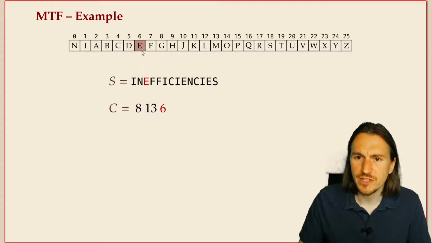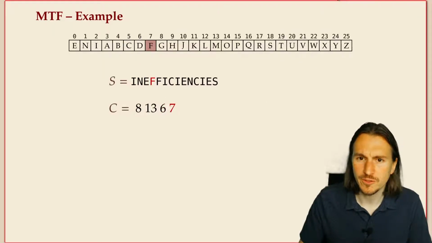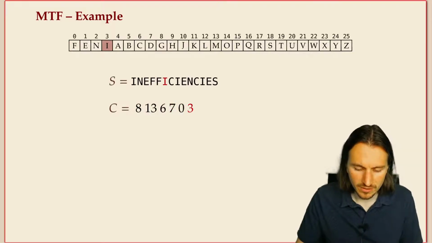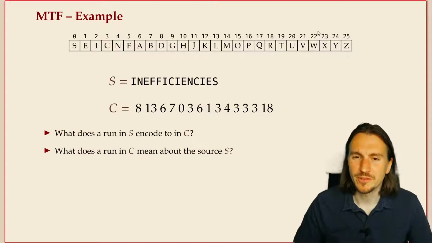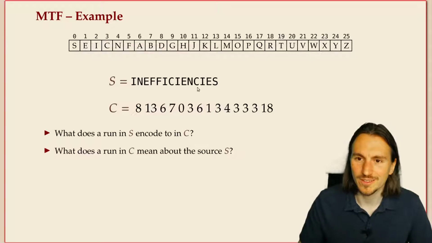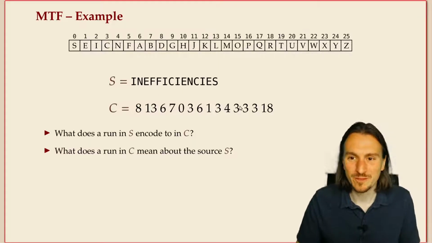The next character is E, so we find it at position 6, store the 6, then move E to the front, gives you this list, and so on and so forth. I think the concept is probably clear. So you can go through this in detail if you feel like it, and double check if you arrive at the same result.